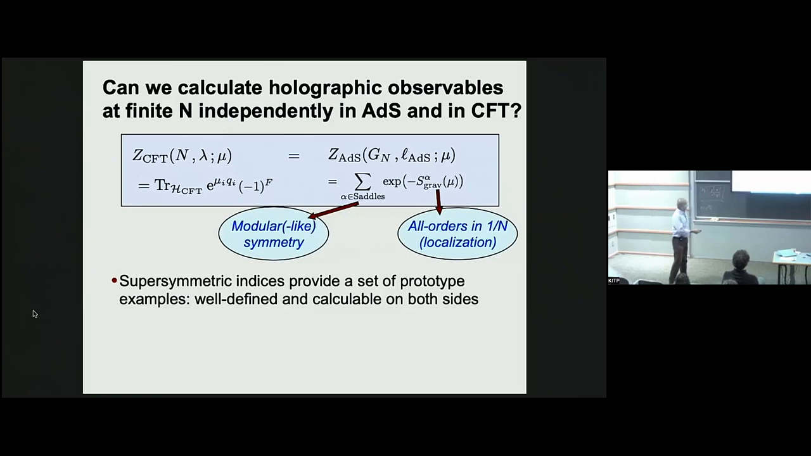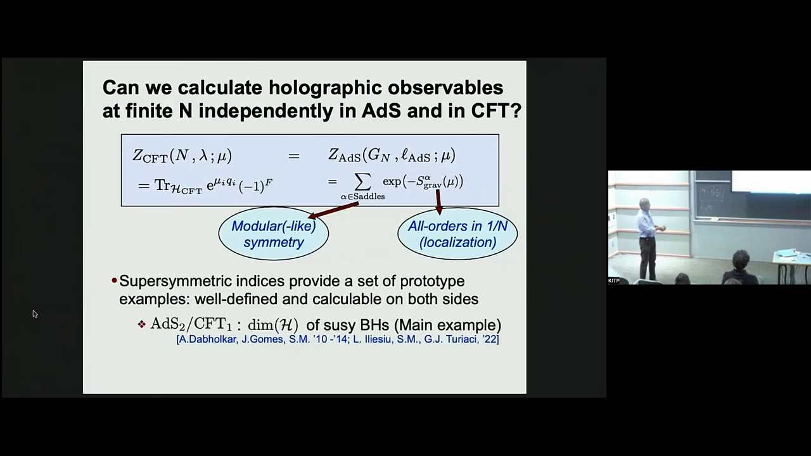Modular symmetry, SL2Z, is a set of symmetries of the torus. So my main example will be AdS2/CFT1, which is relevant for the near horizon geometry of supersymmetric black holes. And in this case, I'll discuss the observable. One expects that this supersymmetric black hole is some independent quantum system. So the first question you can ask about the quantum properties is what's the dimension of the Hilbert space. So that will be the calculation.